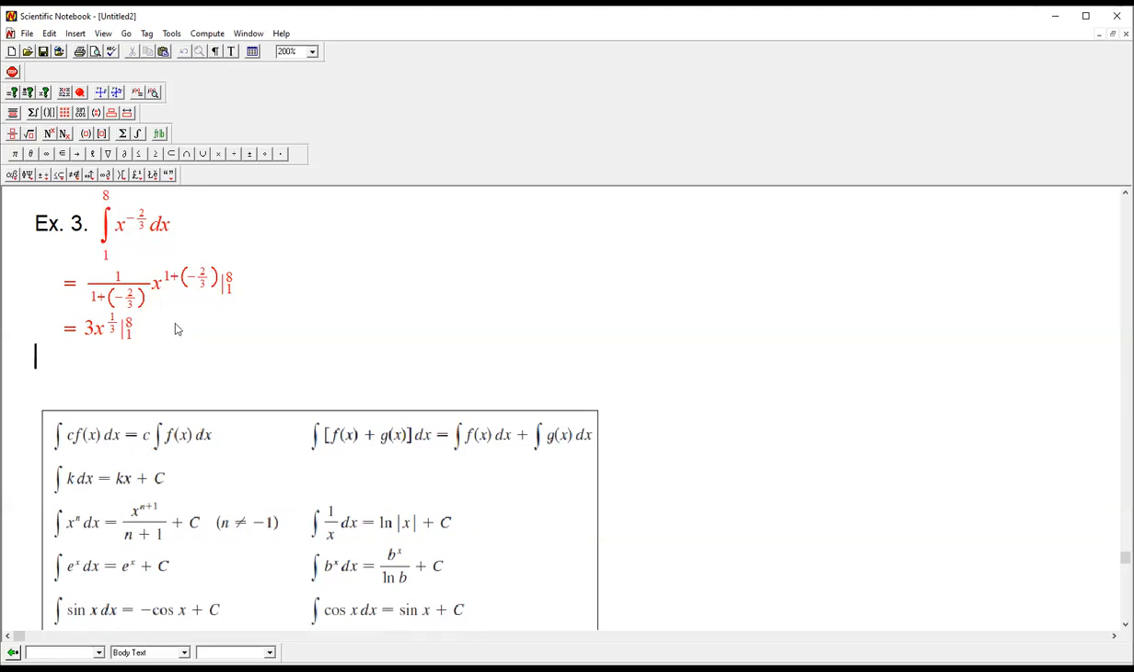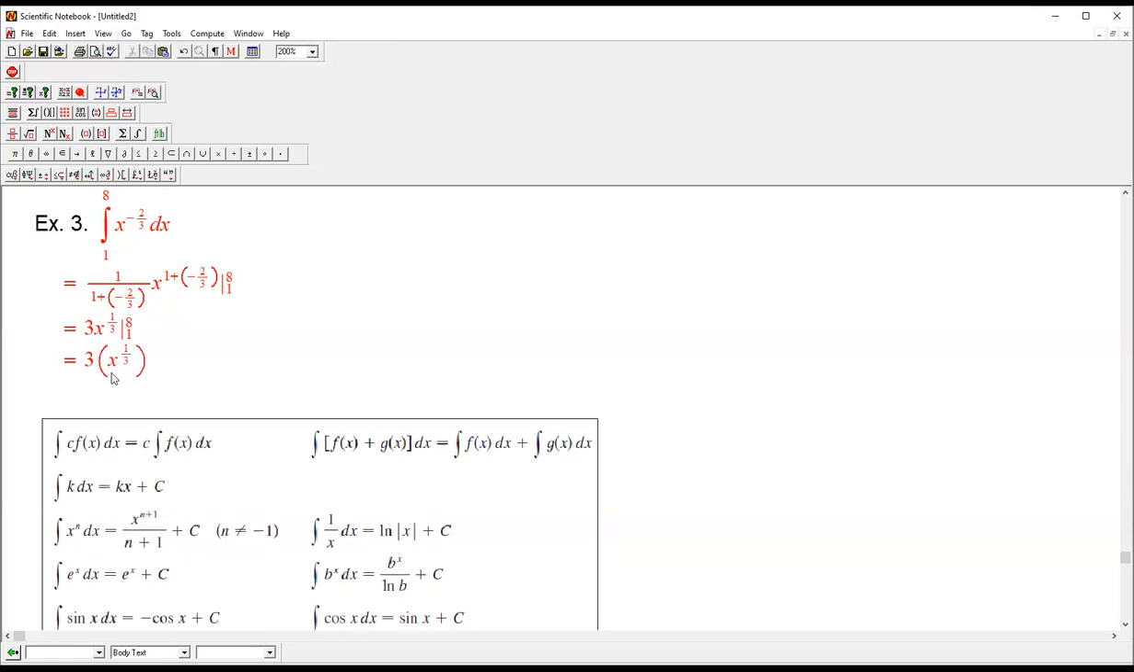And last but not least, when you show your work, you're going to write it down as, I will leave out the 3, I only evaluate this part. So I'm going to put parentheses, and that's going to take me x raised to the power 1/3, evaluated when x equals 8. I'm applying the fundamental theorem of calculus.